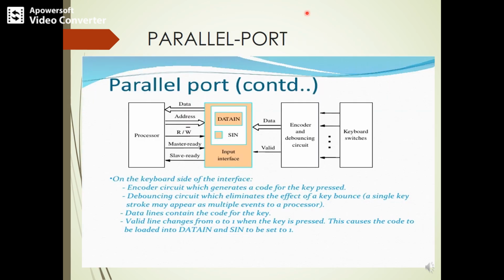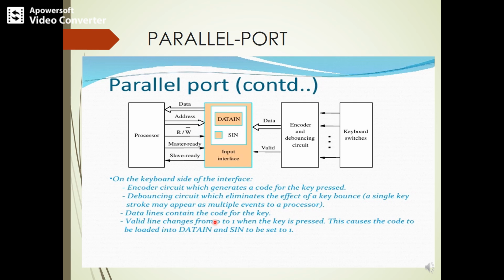Next we'll take the parallel port. In the case of a parallel port, we can observe that we have the processor structure as well as the encoding and debouncing circuit followed by the keyboard switches. On the keyboard side of the interface, it consists of encoder circuits which generate a code for the key whenever the key is pressed. The debouncing circuit eliminates the effect of a key bounce, that means it takes only one single key stroke at a given instant of time.